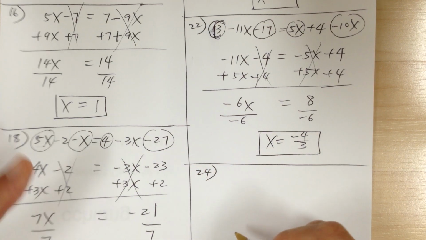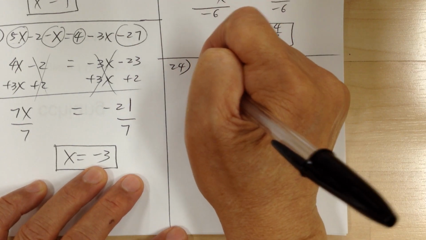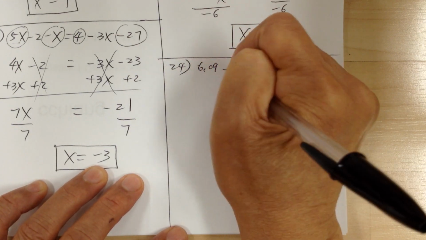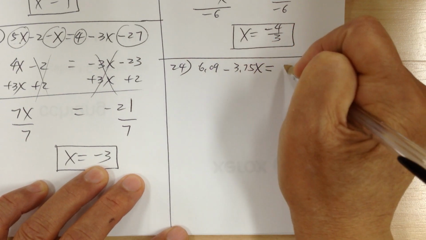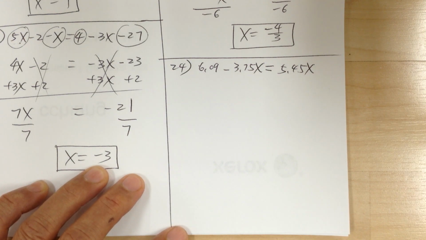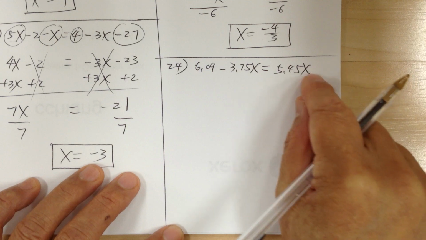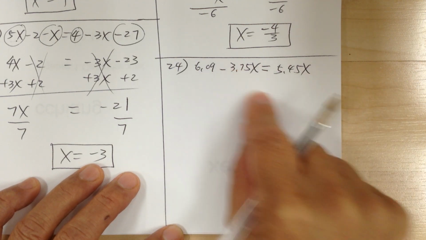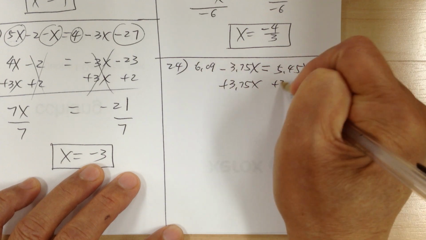Okay, next one, number 24. You got 6.09 minus 3.75x equal to 5.45x. Okay. Now this one, since there's the numbers on this side and the variable is on this side, it's probably easy if you just move this over. So plus 3.75x on both sides.